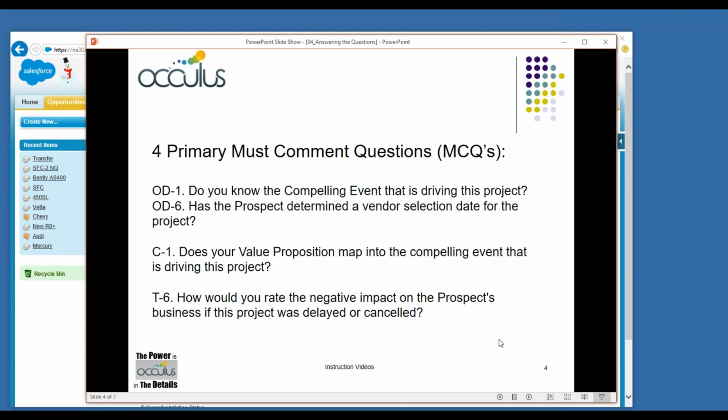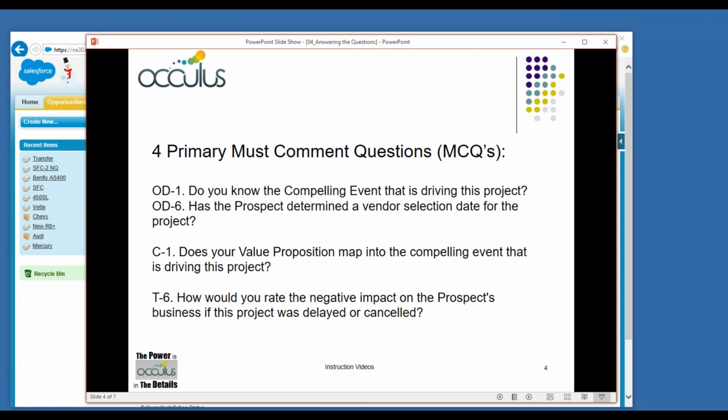We're also going to look at the comments section, which is shown how to use the comments in another video. We're going to look at the 4 primary must-comment questions. There are 11 in total, but we're just going to do the first 4 today. Again, this is an early stage opportunity, so we want to start somewhere, and this is where we start. So the first one is in opportunity description, and it deals with the compelling event.